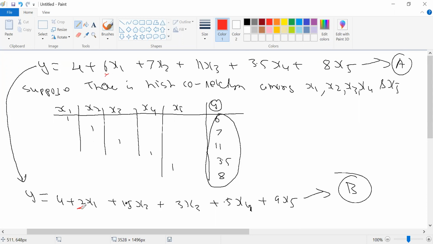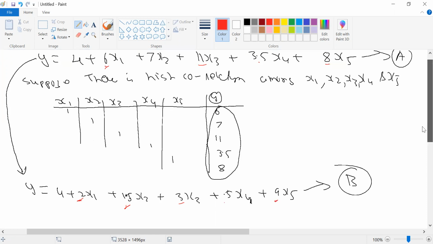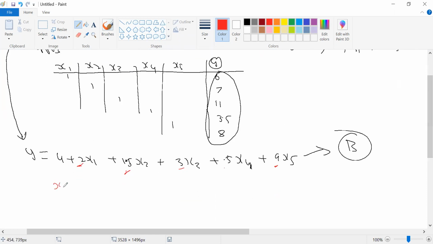Earlier this was 6, here I made it 2; 7 became 1.5. These are just numbers for representation purposes. 11 became 3, 3.5 became 0.5. Here there is a slight increase. So now if you change x1, the effect on your y would be 4 units.